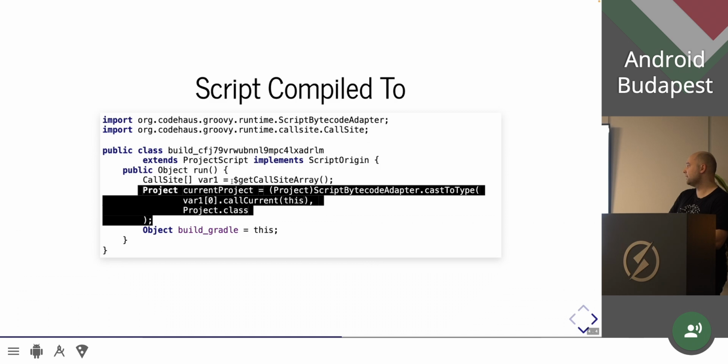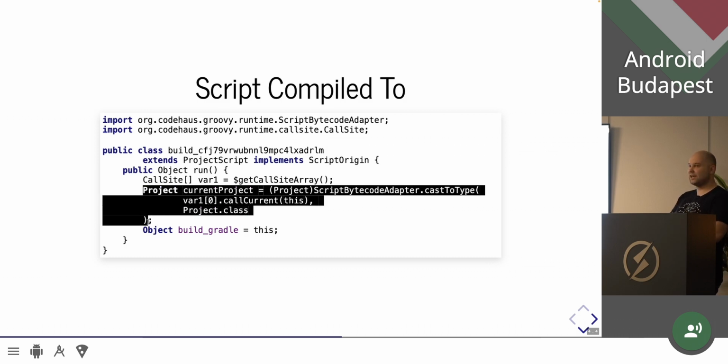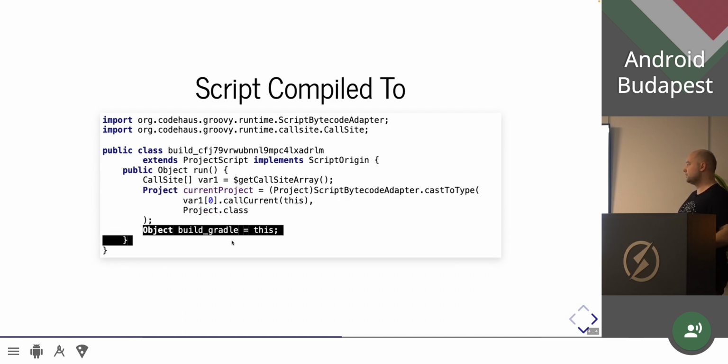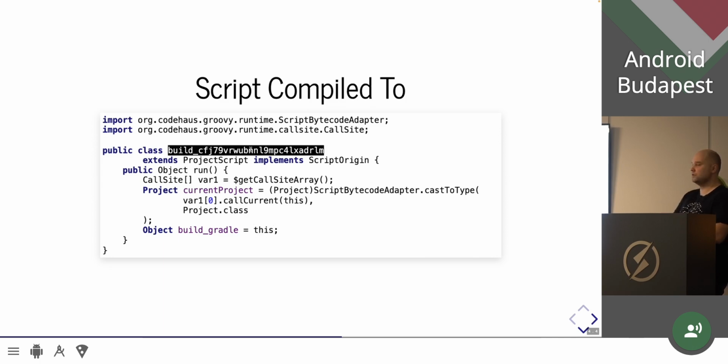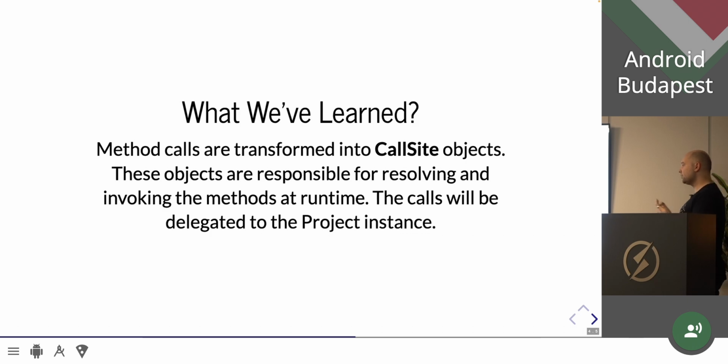produces something like this. And the idea is all about the call site array. So for every line of code, it will generate an object and call this for you. With the second line, it's pretty straightforward. It just creates an assignment. And it just proves the fact that whatever you put inside your build Gradle files actually gets executed from within a synthetic class. So the call site object is responsible for resolving, invoking the methods for us, and also delegating the context of the project into the script.